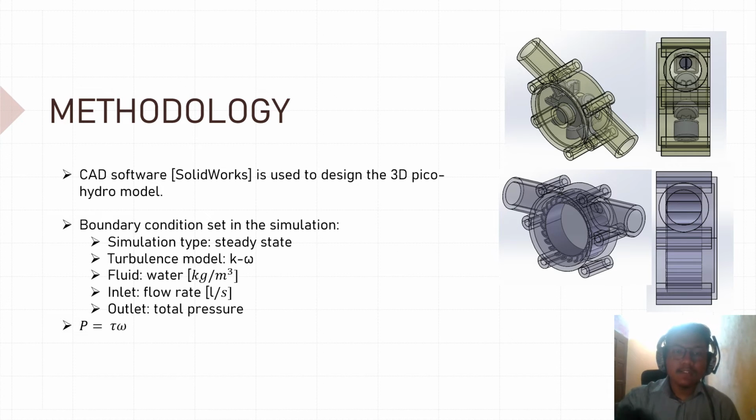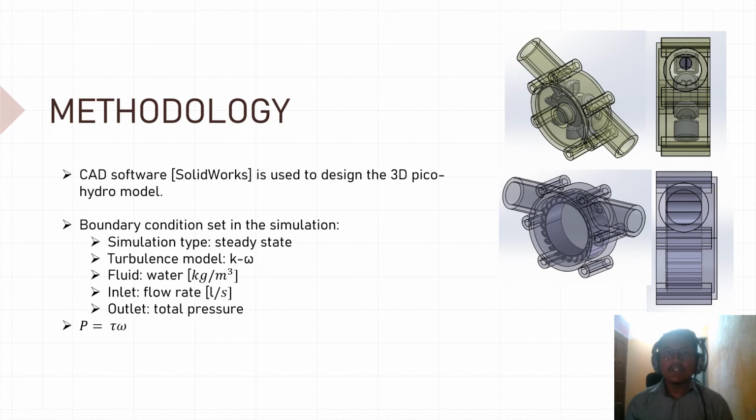The simulation type is set as steady state. The turbulence model is K-omega because it is more suitable for the near-wall flow, and the fluid that was used is water to simulate the flow in the household pipeline. The inlet for the Pico-Hydro is of course the flow rate, and the outlet is the total pressure.